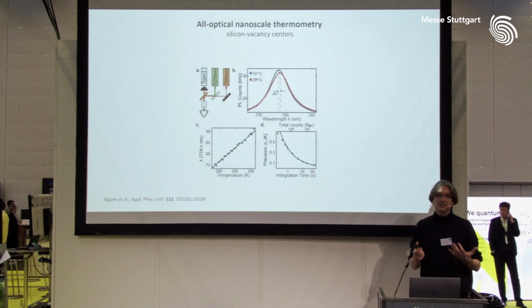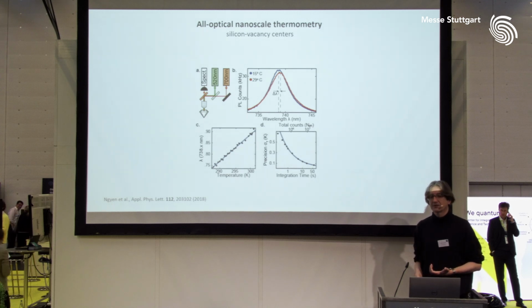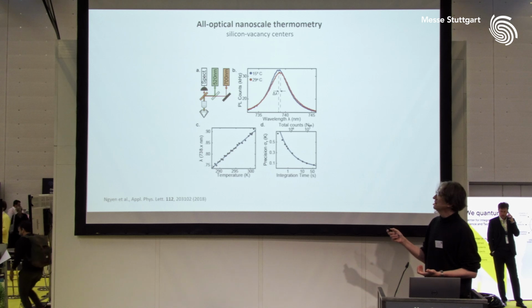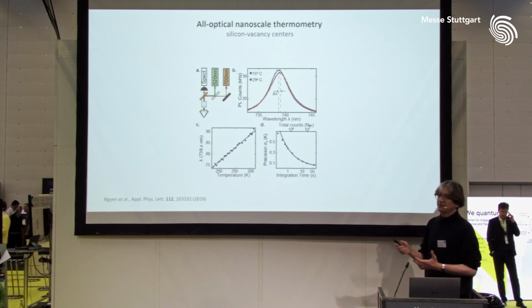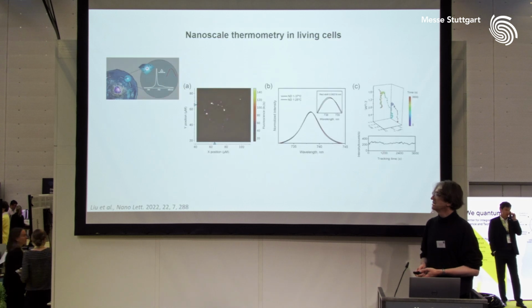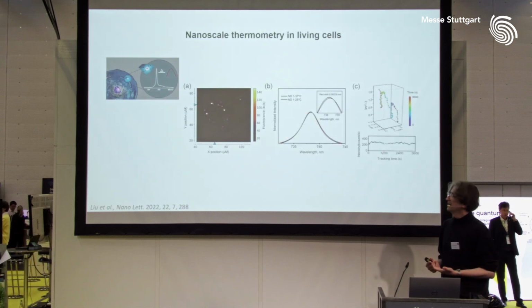There is even a simpler technique based on a shift of optical transition of color centers. So this is the emission of one of the color centers in diamond, and you can track the change for a fraction of a degree within a second of measurement time. And so this can now be translated inside of cells.